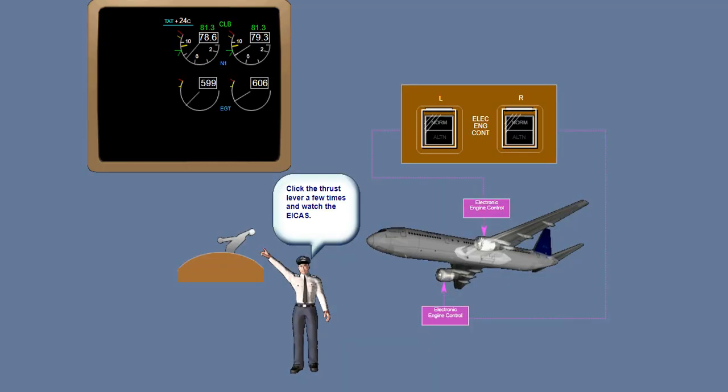Since the EEC calculates the thrust, it can graphically display the thrust result of a thrust lever movement prior to the change of the engine thrust. Therefore, during rapid thrust lever movements, the difference between the current N1 and the commanded N1 is displayed with a white command sector. Click the thrust lever a few times to watch this display.